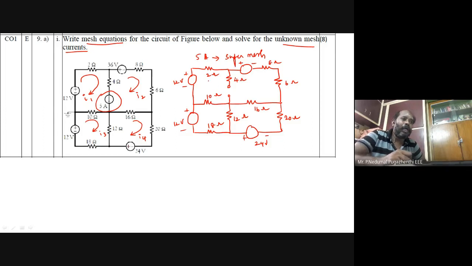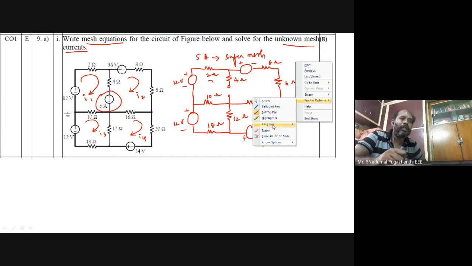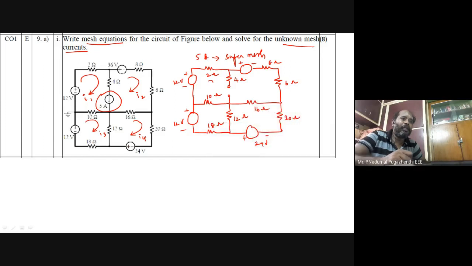So I will mark the current direction. Anyway, I will take another color to make the visibility better. I1. This is going to be I2, but okay, I have made a mistake again.